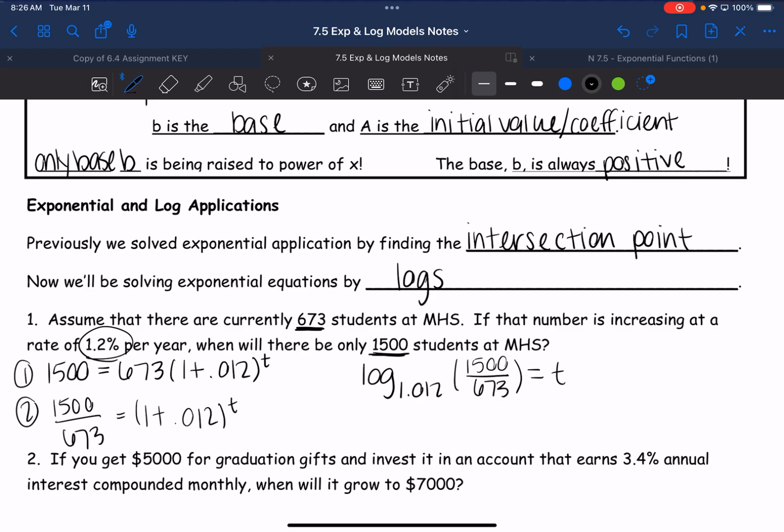And now you don't have to put something in y1 and y2 in your calculator. You can just type this in. You're not finding an intersection point. You're just finding an actual value, right? So a little bit less trouble on your part. So if we type log base 1.012 of 1500 over 673, what do we get? Remember to put in a log of your own choice for the base. You have to go to Math A, and it lets you choose the base. Just making sure that's the right spot.